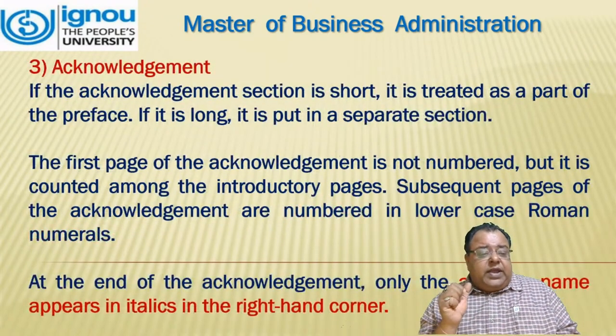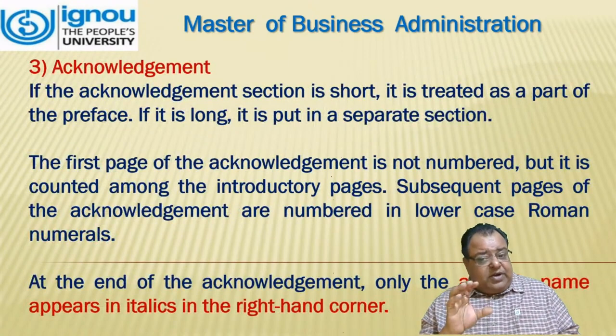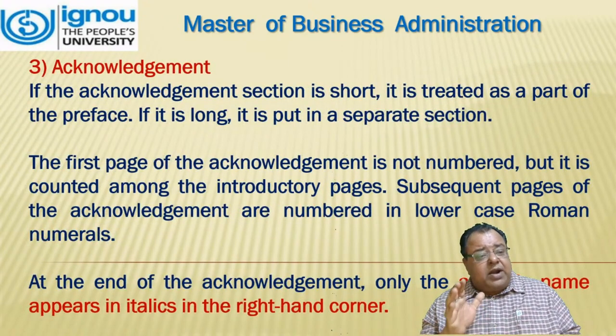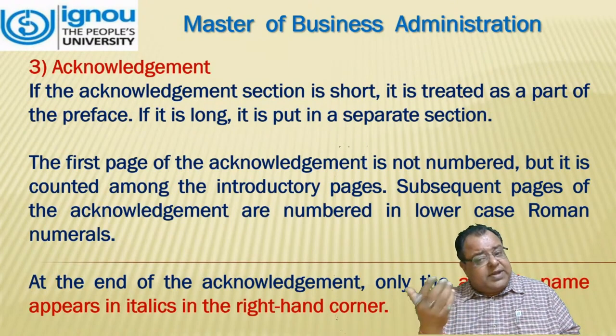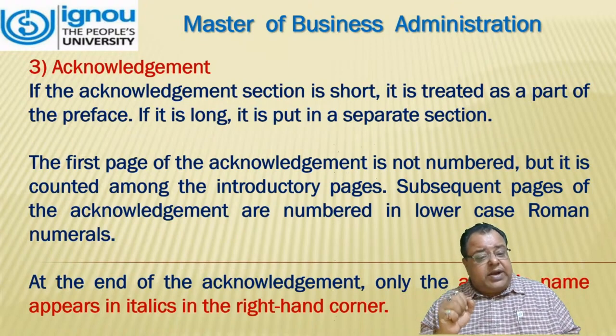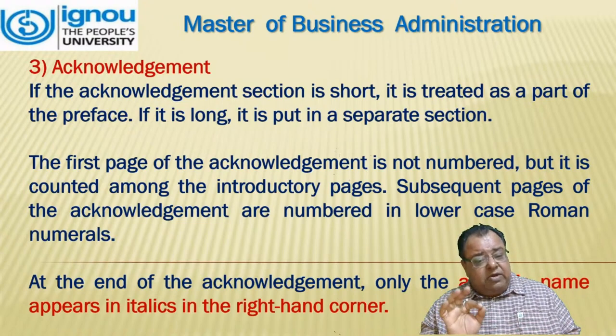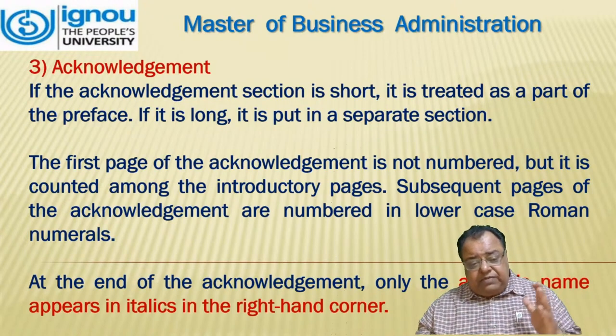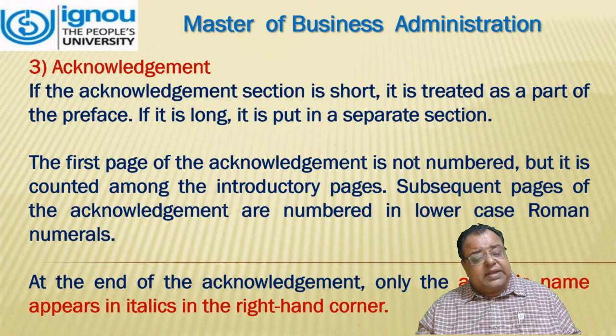Acknowledgement. If the acknowledgement section is short, it is treated as part of the preface. If it is long, it is put in a separate section. The first page of the acknowledgement is not numbered, but it is counted among the introductory pages. Subsequent pages of the acknowledgement are numbered in lower case Roman numerals. At the end of the acknowledgement, only the author's name appears in italics in the right-hand corner.